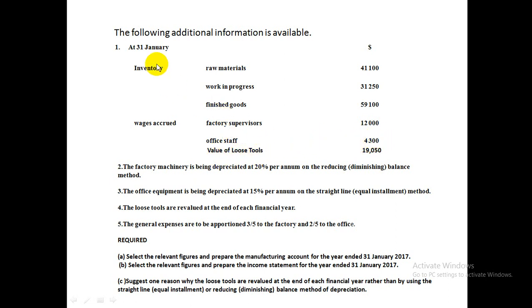Value of loose tools at the year end is given. This will help us to calculate depreciation expense for loose tools. The factory machinery is depreciated 20% using the reducing balance method. Office equipment is depreciated using the straight line method. The loose tools are depreciated using the revaluation method. General expenses: 3/5 will be taken to the factory and 2/5 to the office.